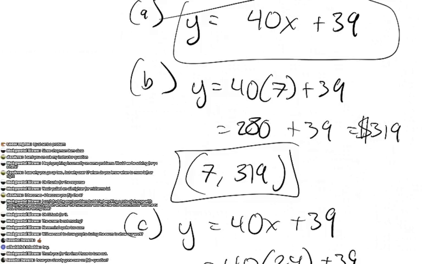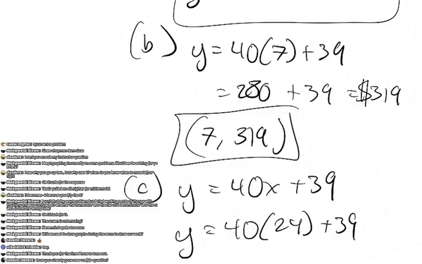So then I'll just do 40 times 24 plus 39, $1,000 for 2 years. So $999 for the 2 years. Okay. So I'm going to just plug this into Pearson and confirm that these numbers are good.